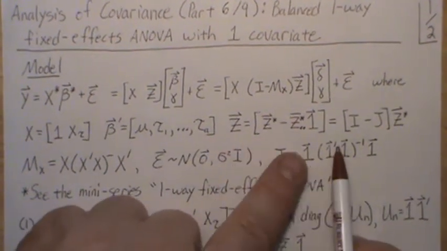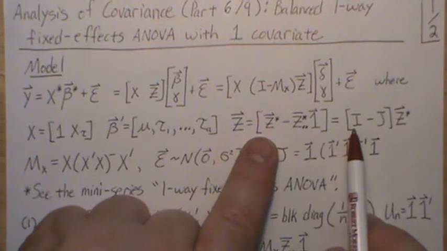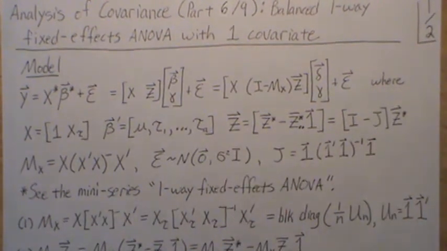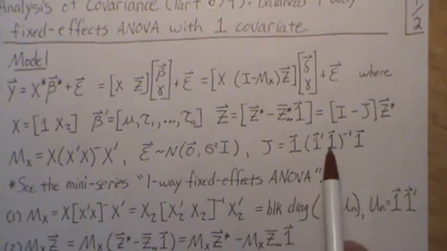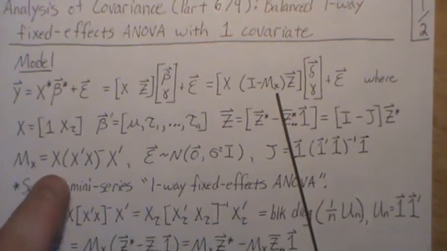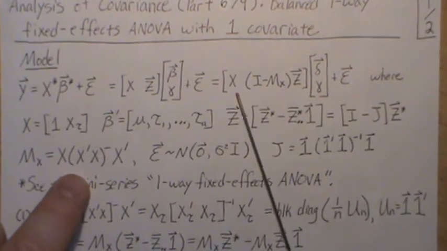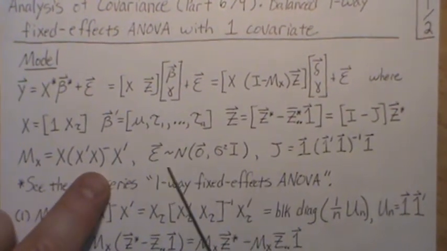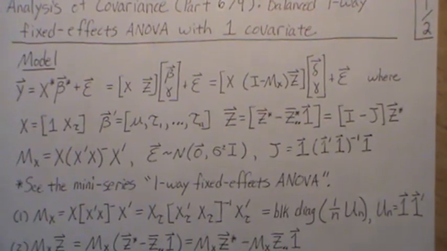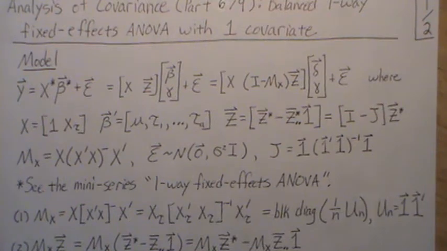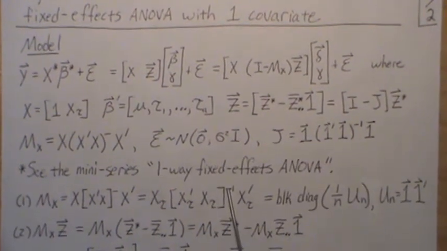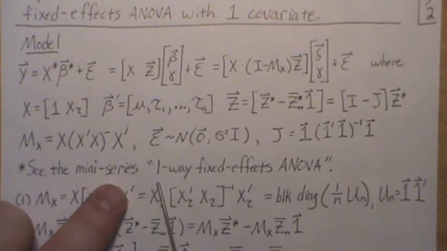And then if you factor out a Z on the right, we get the identity matrix minus J, which is a perpendicular projection matrix on the column space of ones. It's right here. Now MX is the perpendicular projection matrix onto the column space of X, which is this. And we're going to assume that the epsilon is normally distributed with mean vector 0 and variance covariance matrix sigma squared I.